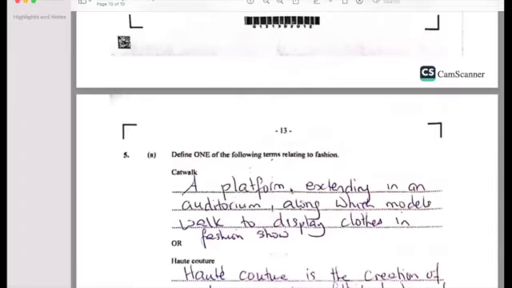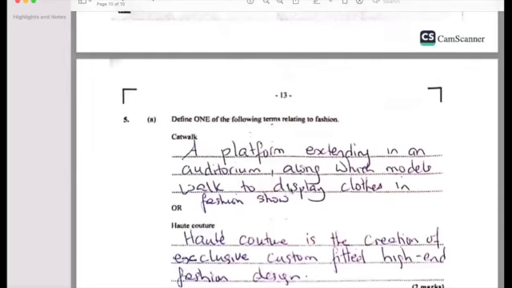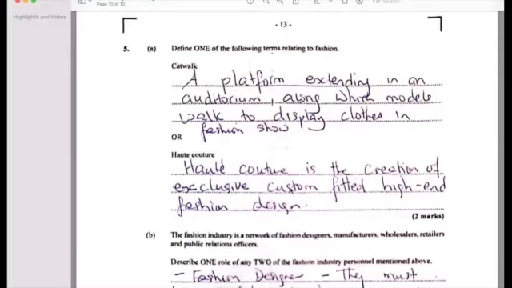Yeah. Question number 5. I'm going to stop at question number 5 today, because I will do question number 6 in the next video. Define one of the following terms related to fashion. So they ask us catwalk, or you can do haute couture. I always love haute couture because it's fashionable. But anyway, let's go. So the catwalk definition would be a platform extended in an auditorium along which models walk and display different clothes in a fashion show. And as I mentioned, it's either or.